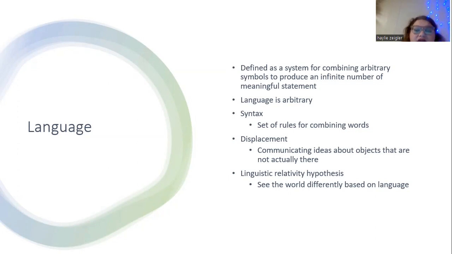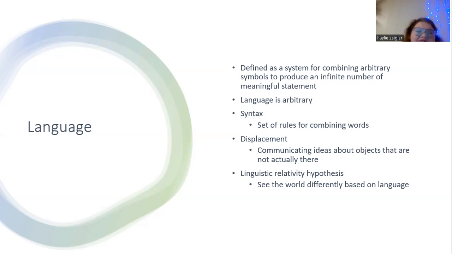Syntax is defined as a set of rules for combining words, meaning how we structure a sentence. We often do not realize that we are using a syntax because we grew up with it, and each language has a different syntax. Displacement is defined as communicating ideas about objects that are not actually there. This is what we do most often. My computer can be in the other room and I can talk about it, or we can be talking about ideals such as economics. It's not really there.